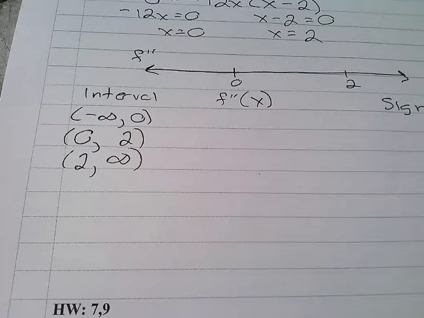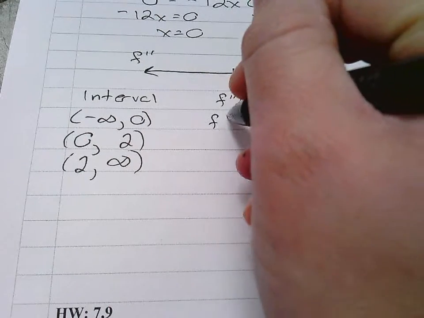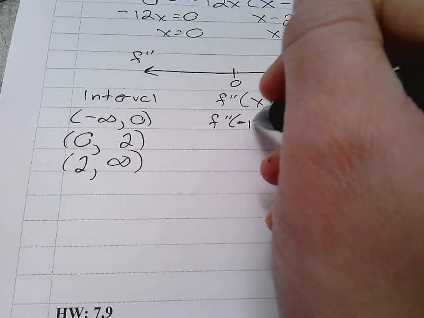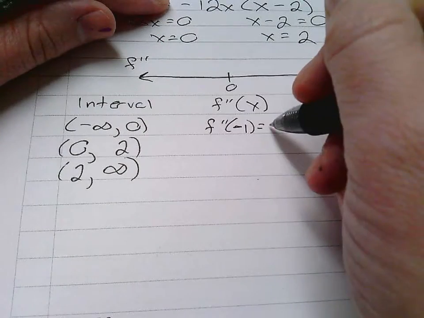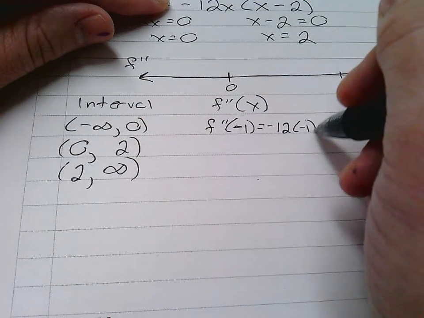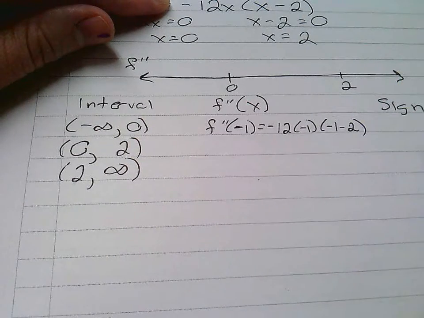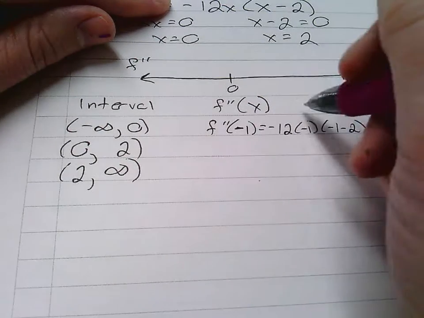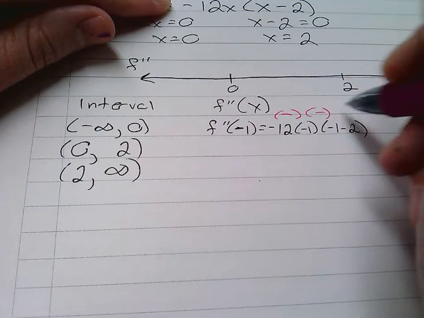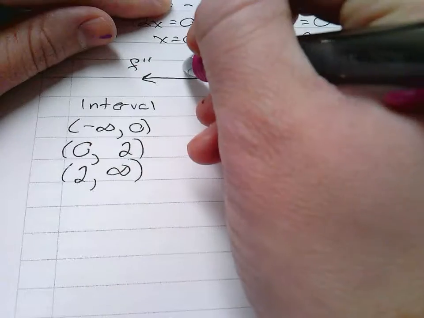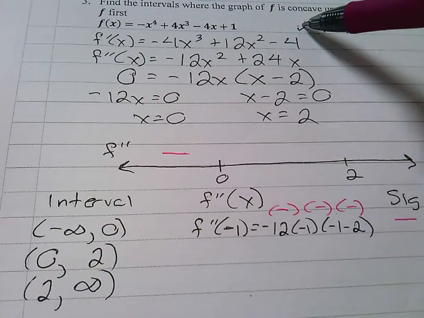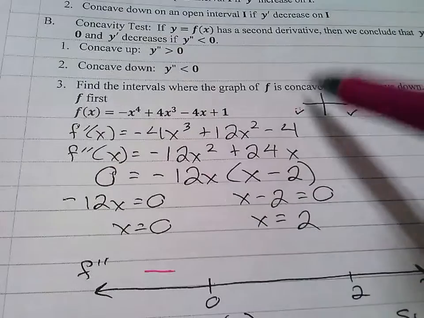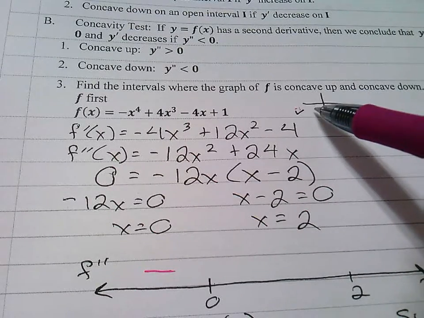So I'm going to pick a number less than 0. Negative 1 is the best choice. So that's going to be negative 12 times negative 1, negative 1 minus 2. So negative, negative, negative is going to be a negative. Which makes sense, because if you're coming up here, you're going to be dipping down. Like if you're looking at this graph, it's going to be coming up and dipping down like that. So it makes sense it's concave down.